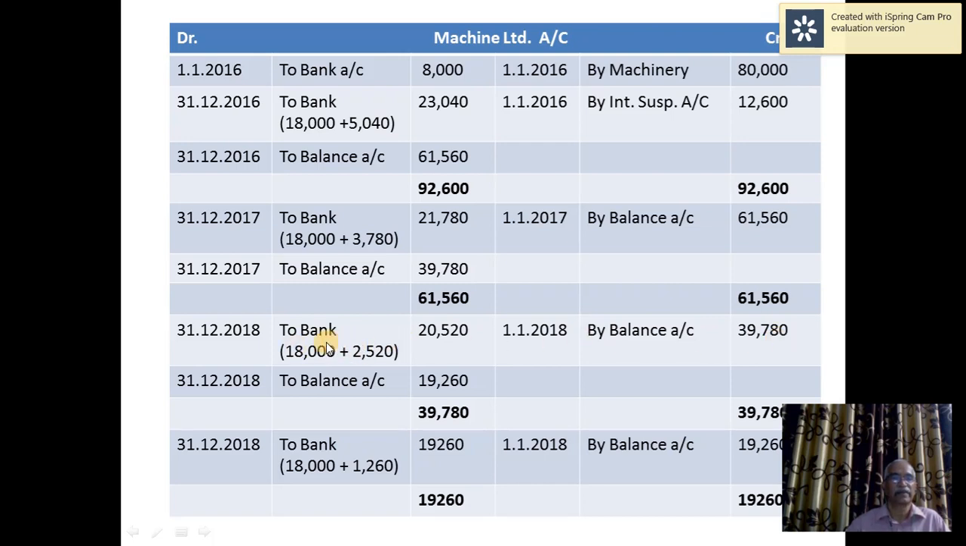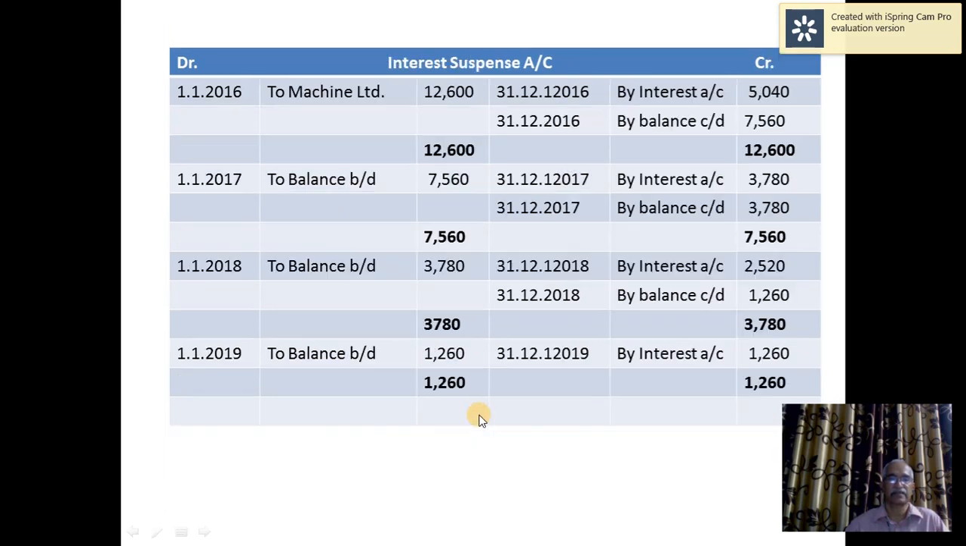And you are paying the third installment 20,520. That is calculated by adding 2,520 to the cash price which is paid in the third installment. So 18,000 plus 2,520, 20,520. So balance is 19,260, and that is brought down here. And this will be settled by paying the last installment to bank account 19,260. That consists of 18,000 plus 1,260.